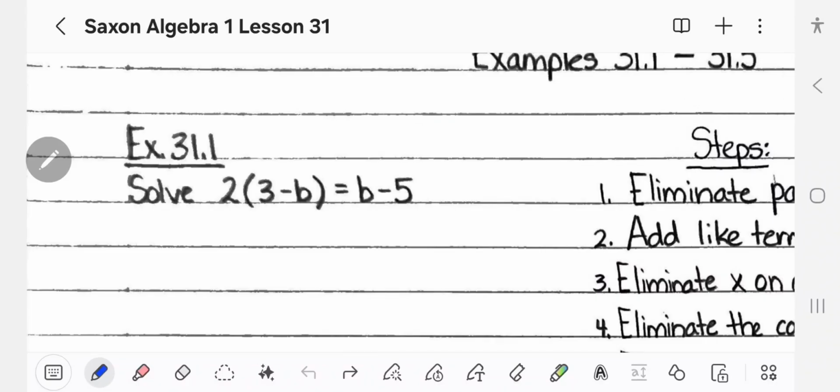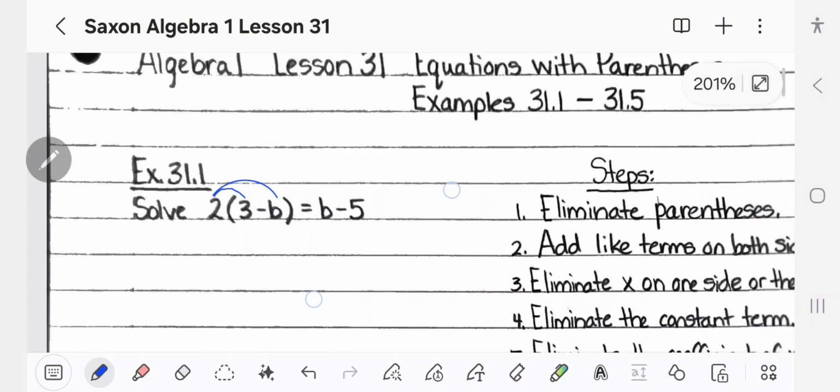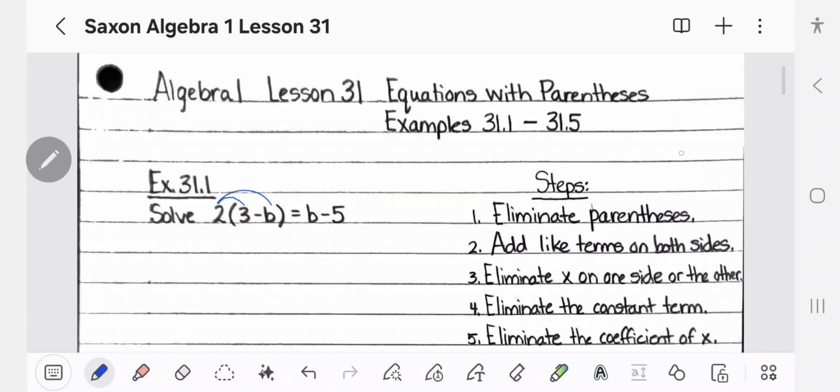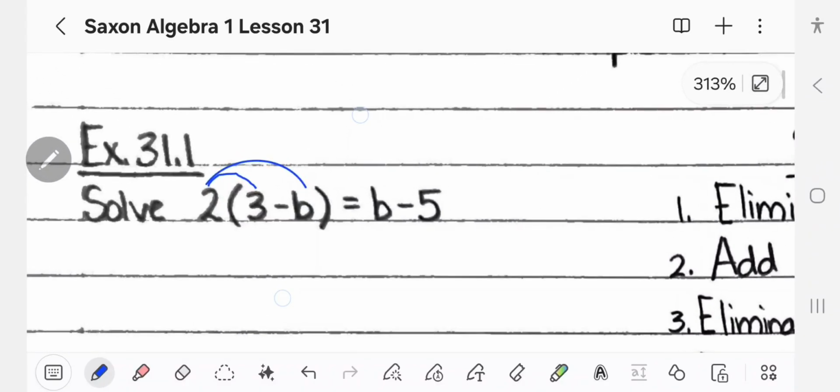So the second best way to eliminate parentheses is the distributive property. We're going to distribute the 2 to the first term and then the 2 to the second term. I'm going to make a little note beside the steps. Eliminating the parentheses, you can do what's inside of them, or you can use the distributive property. You have two options that you need to consider, so keep that in mind when you're looking at step 1. 2 times 3 is 6, minus 2 times b is 2b, equals b minus 5.